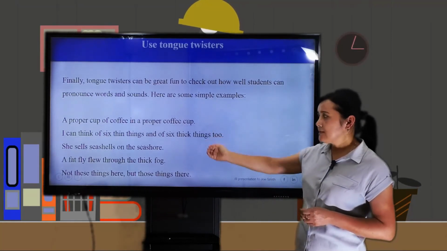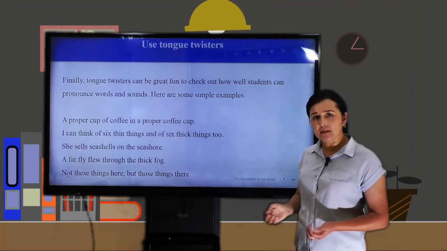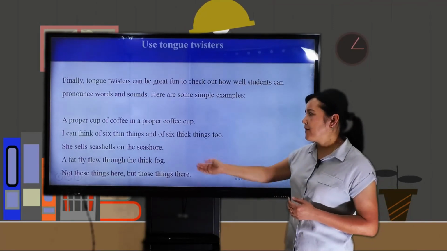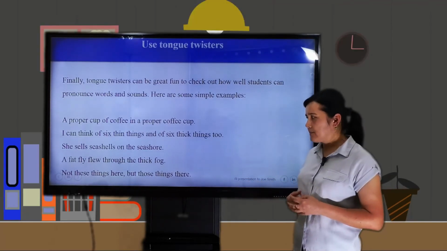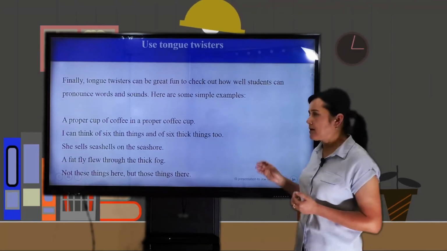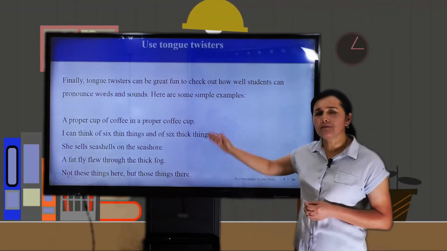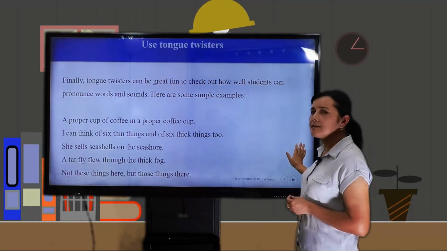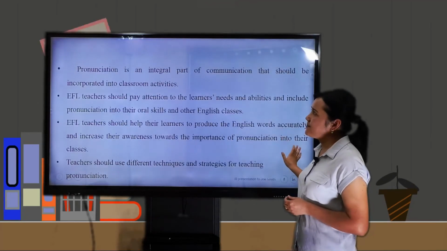She sells seashells on the seashore. She sells seashells on the seashore. A fat fly flies through the thick fork. Not these things here, but those things there. And you can use these kinds of tongue twisters in your classes.